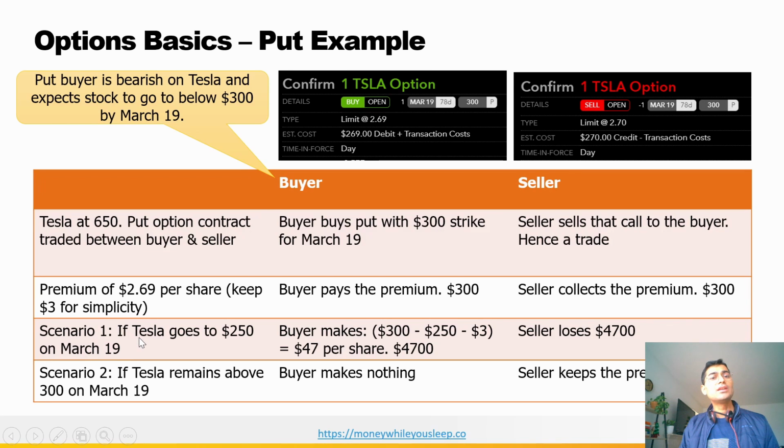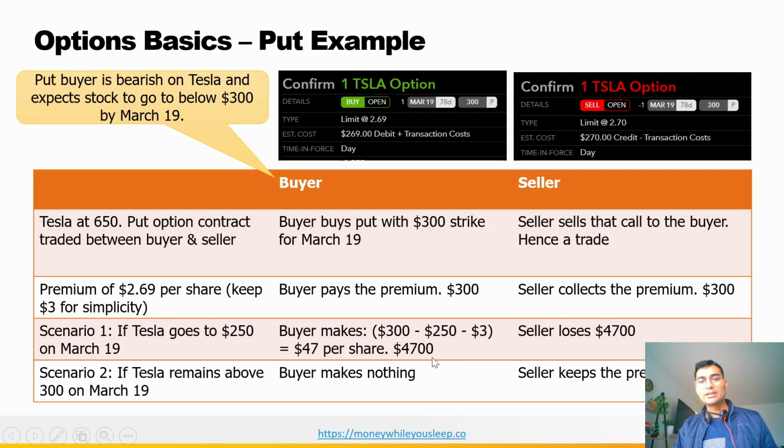Scenario 1 is if Tesla goes to $250 on March 19th. So Tesla crashes. Right now Tesla is at $650, but on March 19th Tesla will go to $250. So the buyer will make $300 minus $250 minus $3, which is the premium, hence $47 per share. So 300 is the strike price, 250 is the current price, and $3 is the premium which the buyer has paid, and he will make $47 per share. Hence $4,700 on a total contract which has 100 shares.